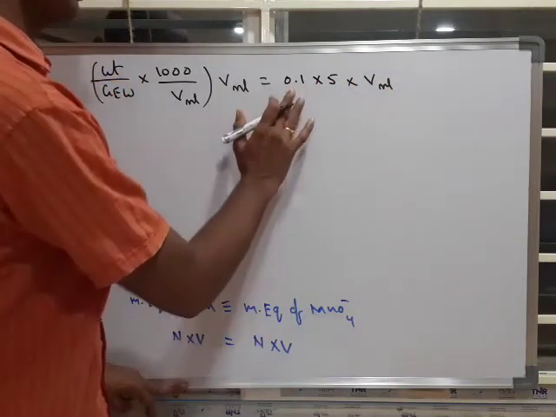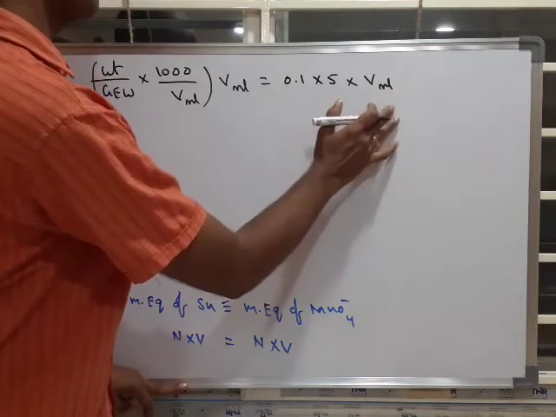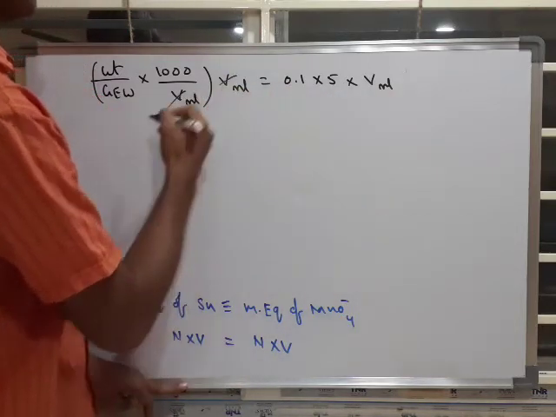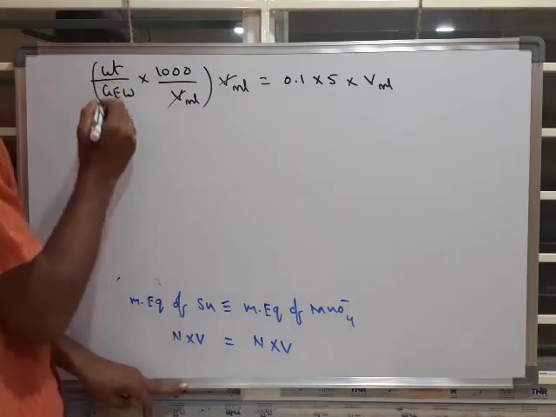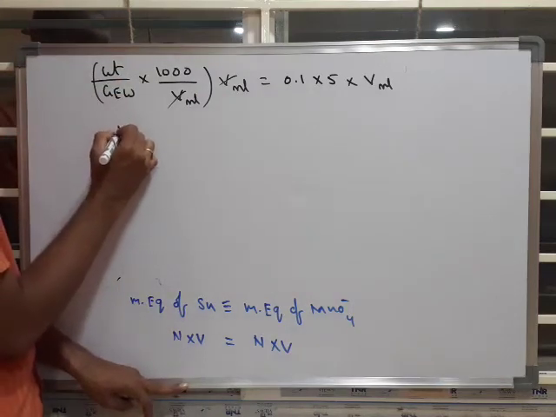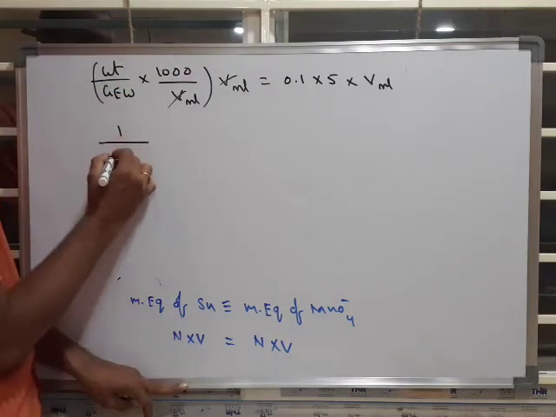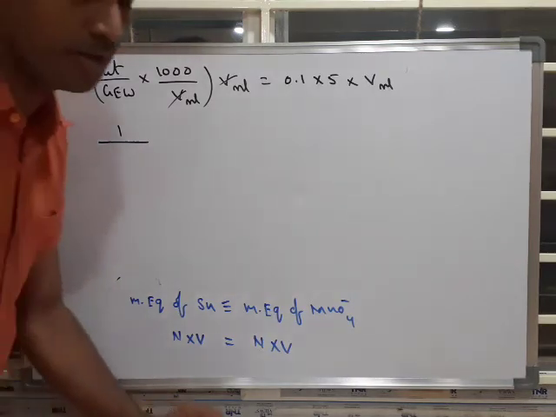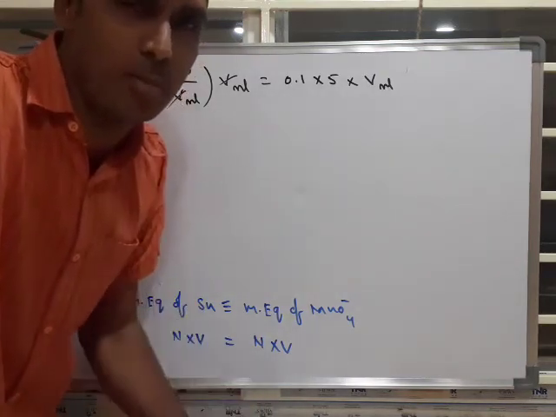Okay, molarity into n factor into volume. So here the V's get cancelled. Okay, what is the weight? So the weight of tin is given as 1 gram. What is the gram equivalent weight? So here, gram equivalent weight of the element. Actually it is the first problem.